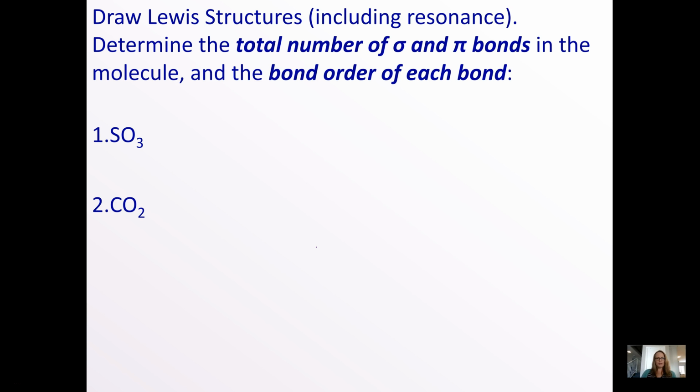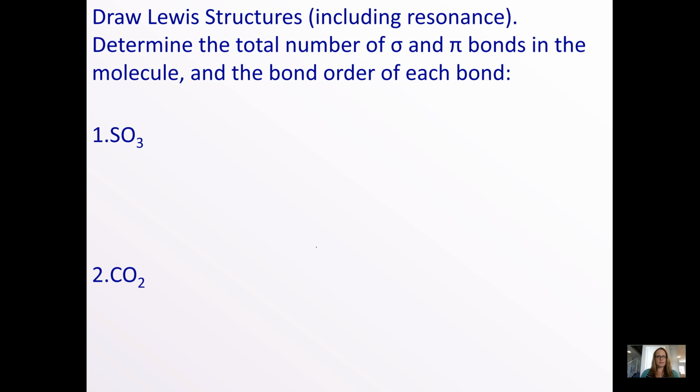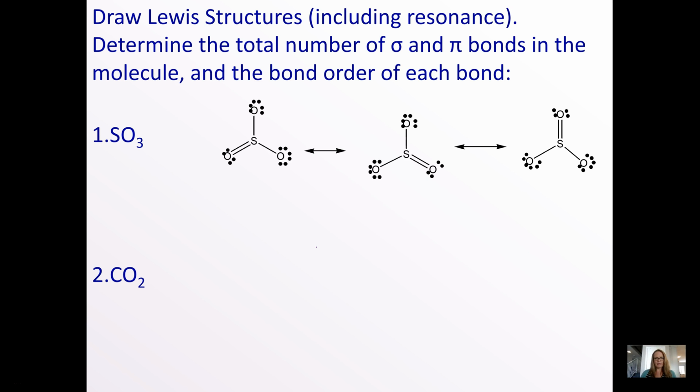Okay, so if you went through and did these two examples, let's look at sulfur trioxide. When you draw the resonance structures, there's actually 3 of them. And if you're going to do the sigma bonds and pi bonds, remember every bond is a sigma bond. So 1, 2, 3, so 3 sigma bonds. And then we do have a multiple bond here, so that's going to be your 1 pi bond. So 3 sigma, 1 pi.